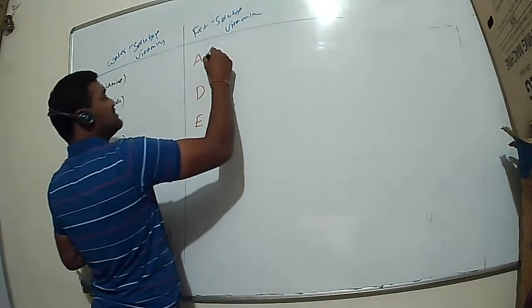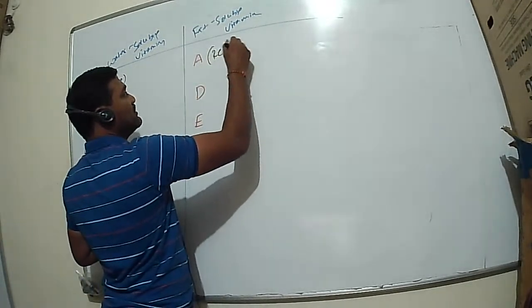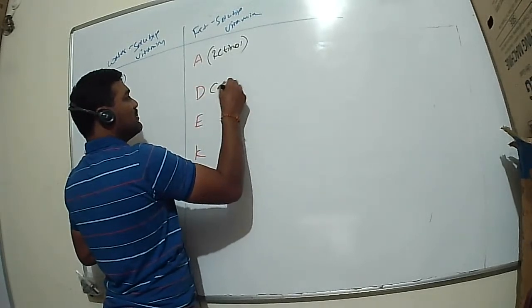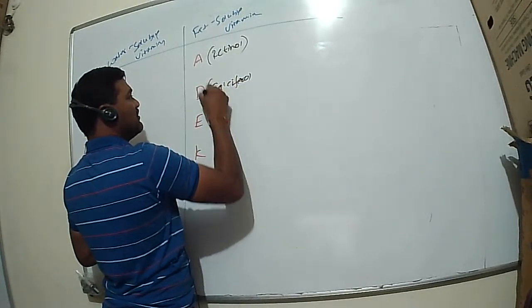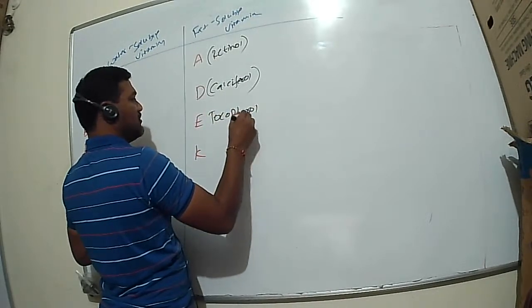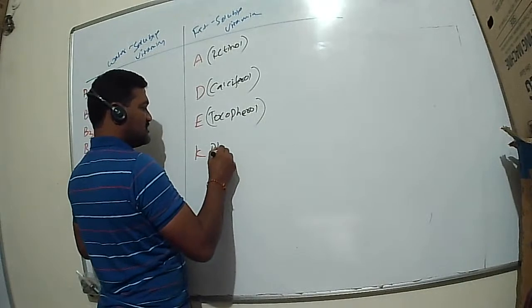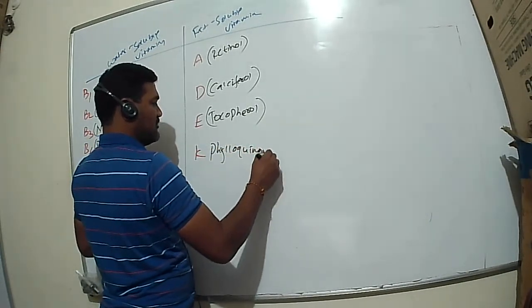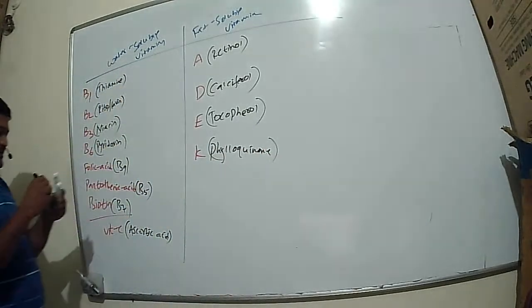Vitamin A is called retinol because it is required for the healthy retina. Retinol. D is called calciferol. E is tocopherol. And last, vitamin K is phylloquinone. These are the chemical names.